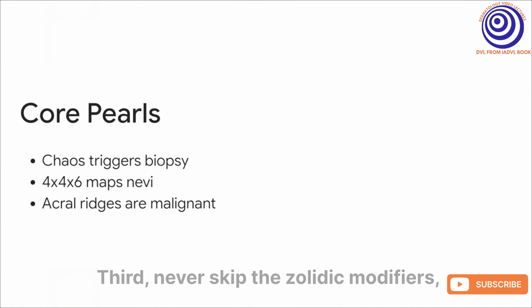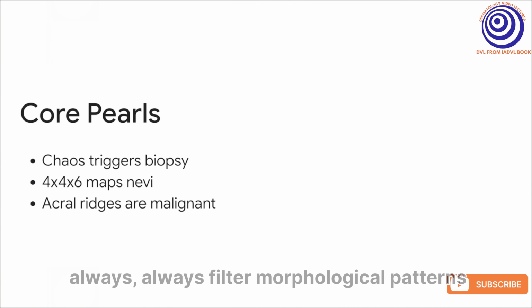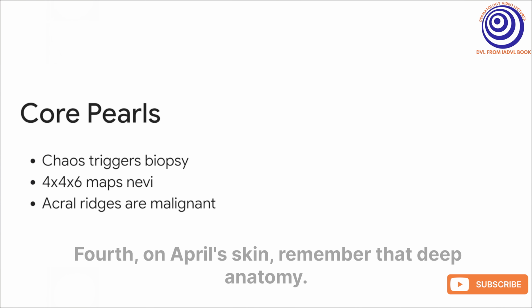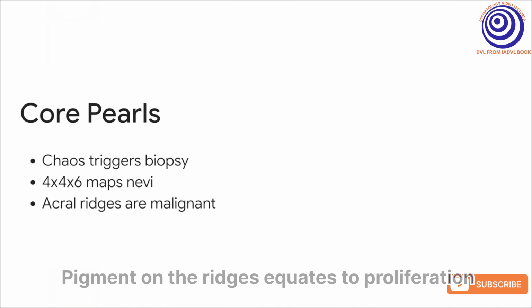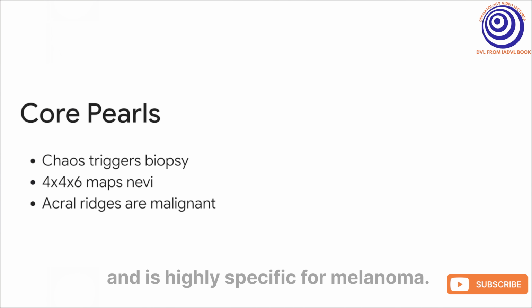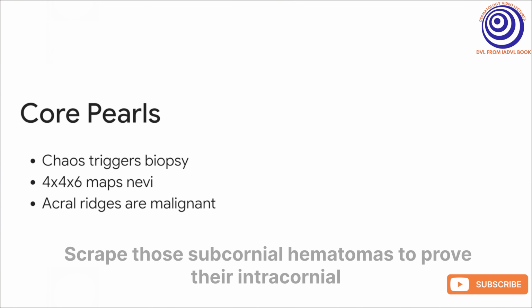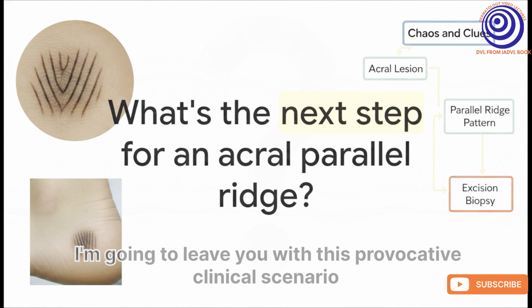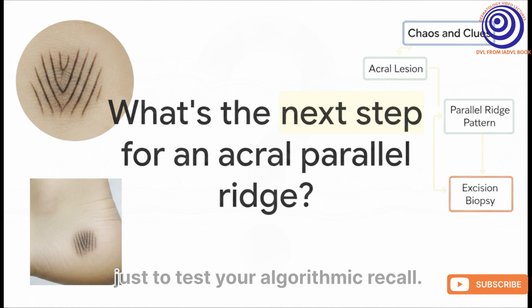Third, never skip the Zalaudek modifiers. Always filter morphological patterns through the patient's history. Fourth, on acral skin, remember that deep anatomy. Pigment on the ridges equates to proliferation along the cristae profunda intermedia and is highly specific for melanoma. Finally, use your clinical maneuvers. Scrape those subcorneal hematomas to prove their intracorneal vascular nature, and ink the furrows to definitively map the cristae profunda limitans. I'm going to leave you with this provocative clinical scenario just to test your algorithmic recall.